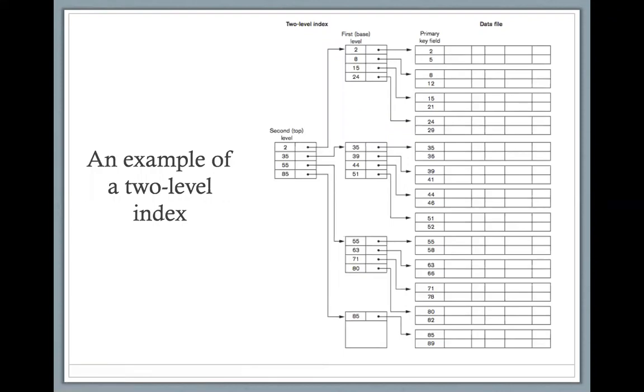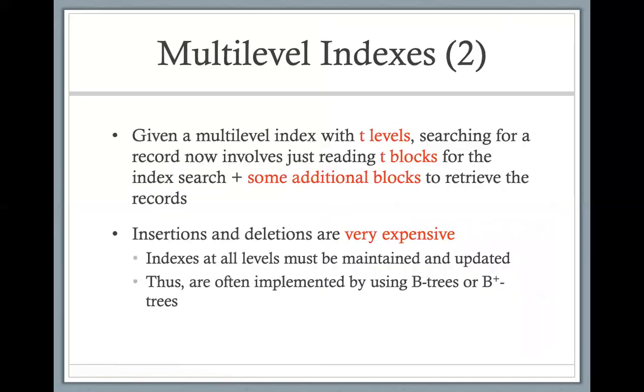Yes, so the idea is I keep doing binary search on the top level index and then read a block corresponding to the right value, then do binary search on this block, or even linear search. It's a block in memory, so it's not expensive, and then follow the pointer to the next level, and so on. So in total, if my index contains T levels, then I would do T plus some blocks. So I read T blocks, corresponding to these T levels, because I'm reading 1 block per index level, and then some additional blocks to retrieve the record.